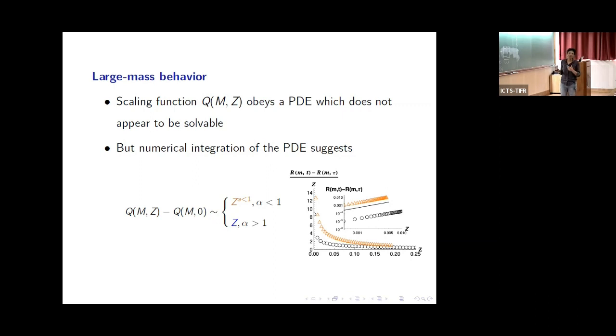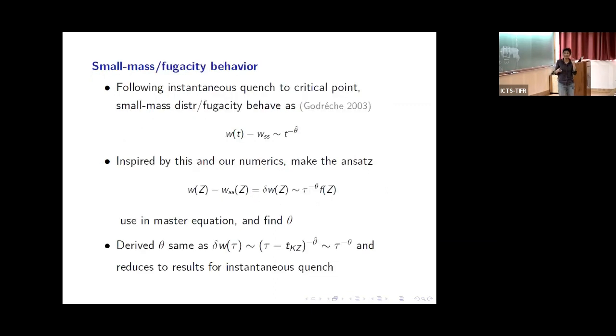But numerical integration of the PDE shows that the scaling function for small z is linear for sufficiently large alpha, and it's sublinear below that. So that kind of thing that we learned from Grover-Kiss holds here as well. But this little thing that I said is different is the small mass behavior, or the fugacity's behavior.